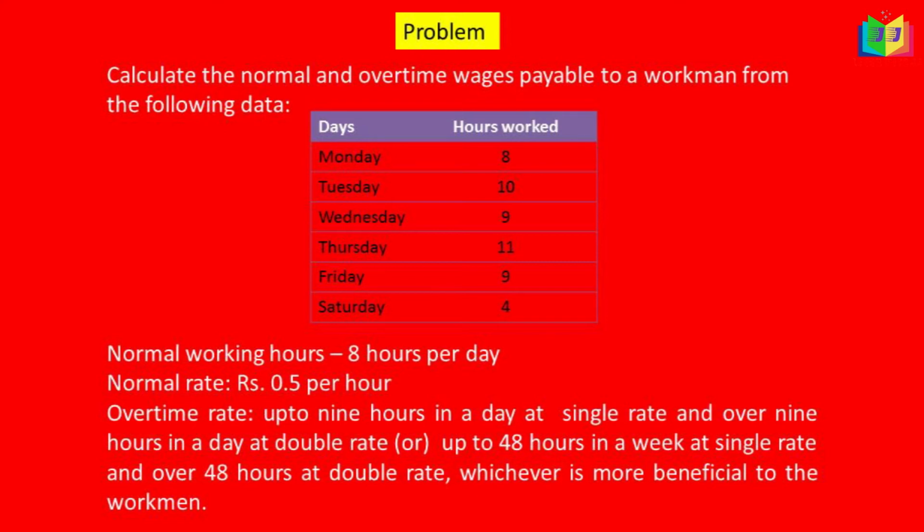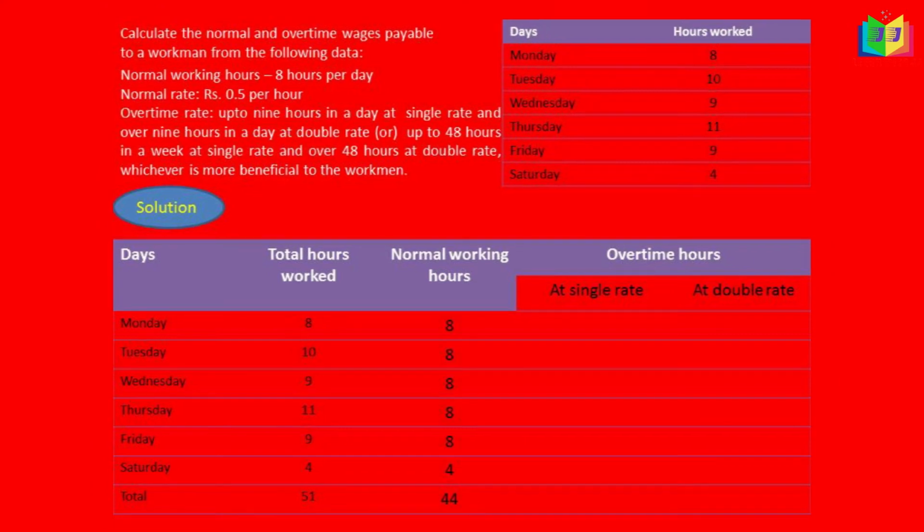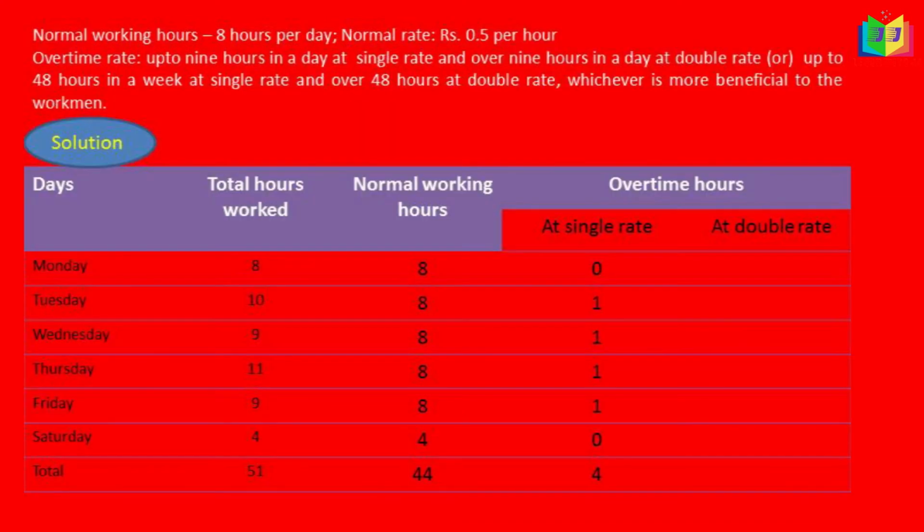First we have to write the days and total hours worked, and after that we have to write the normal working hours. Okay, in the problem it is clearly given that normal working hours is 8 hours per day. So I have written that total normal working hours will come to 44, and next we have to find the single rate overtime hours and double rate overtime hours.